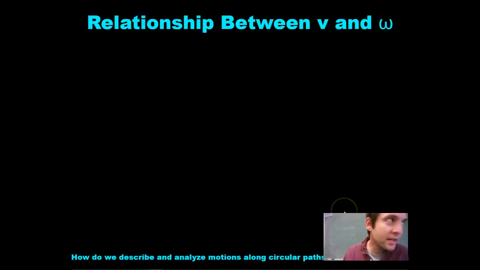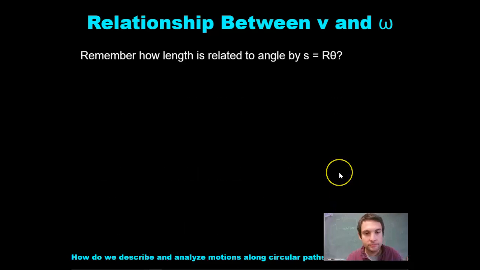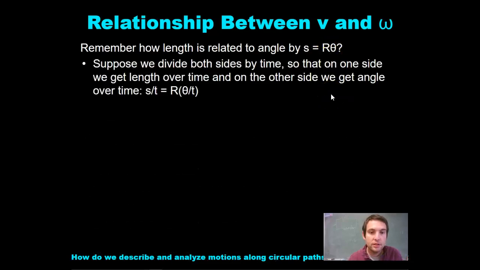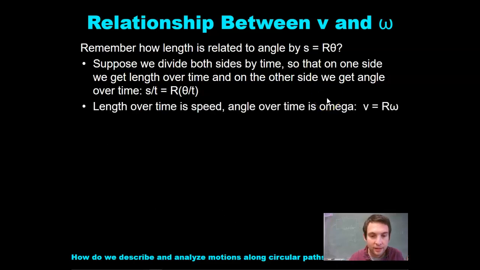Relationship between velocity and linear speed and angular speed. Remember how length is related to an angle by s equals r times theta? If we divide both sides by time, on one side we have length over time and on the other side we have angle over time. Length over time is speed, angle over time is omega. V equals r times omega.